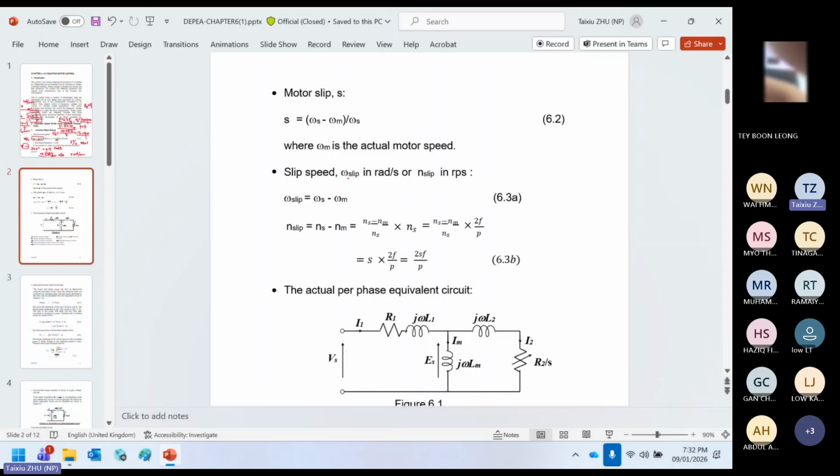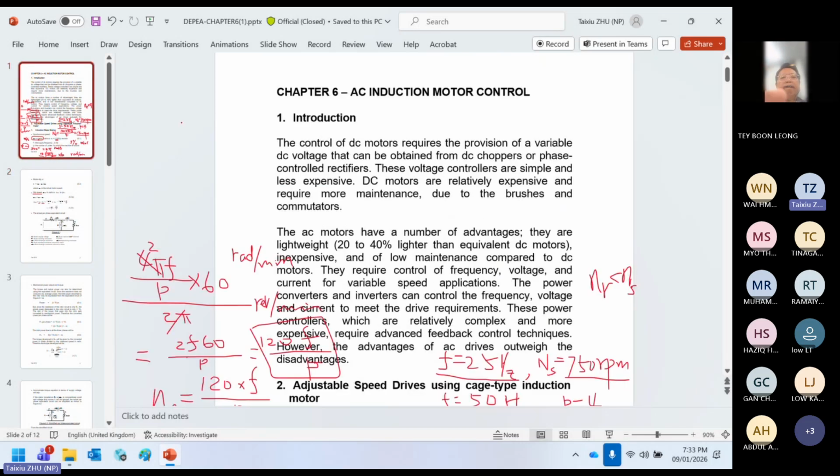Just now I said the synchronous speed and the rotor speed are a little bit different. The rotor actually turns slower than the synchronous speed. That's why we get the slip speed, meaning how much is the difference. This one is the synchronous speed, this one is the motor speed. Just now I used NR, but in these slides they use M, so let me change it to M to avoid confusion.